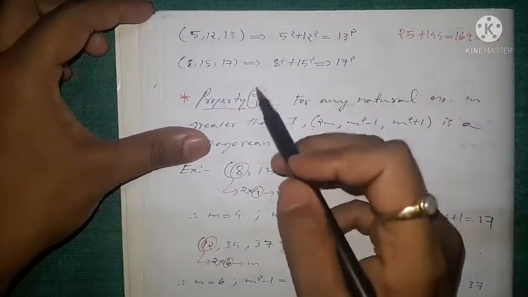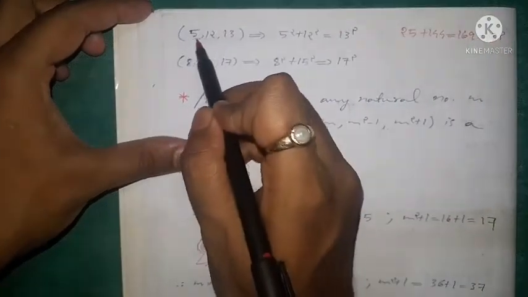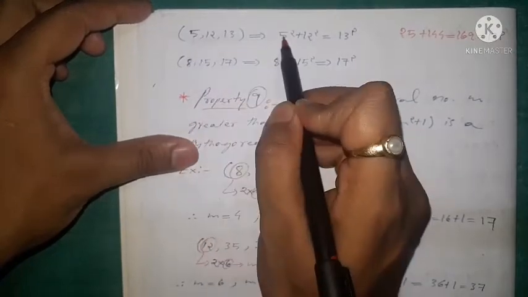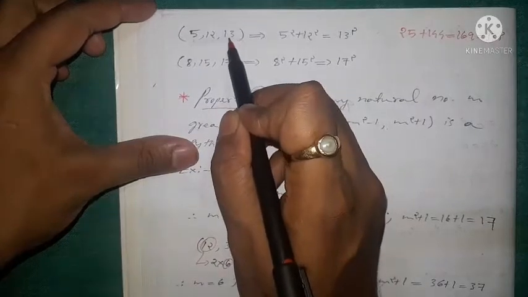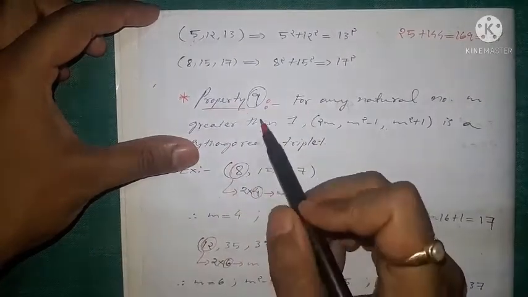So therefore this is a Pythagorean triplet, because the sum of the squares of the first two, that is 5 square plus 12 square, is equal to the square of the third one.